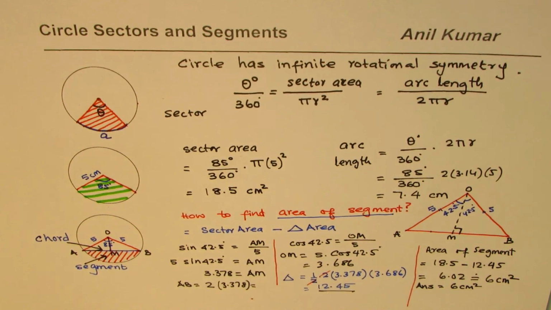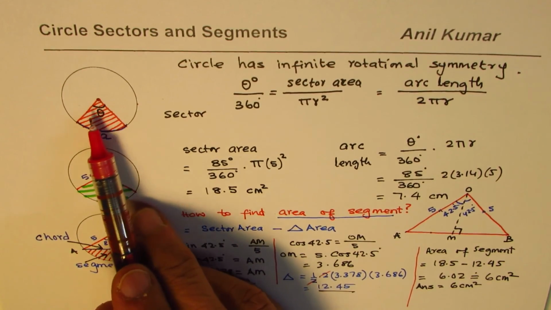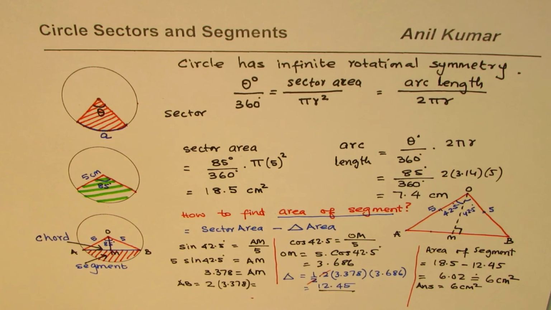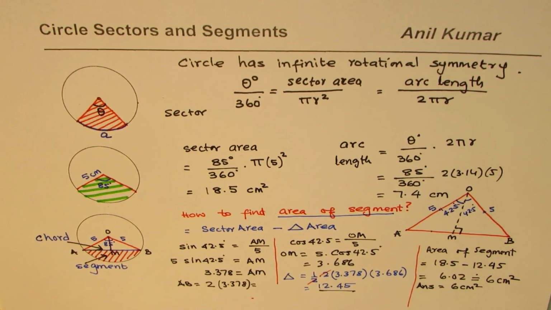So I hope with this video you recall what a circle is and how to work with the angle with the sectors and the segments. So we can find the arc length, we can find the area of sectors and the area of segments, as we have done in this particular example. You can also do all these calculations with the angle in radians. It may become simpler when you're working with radians.